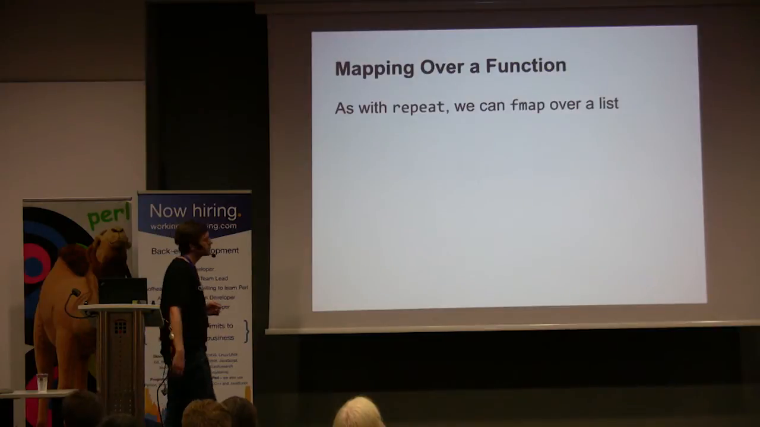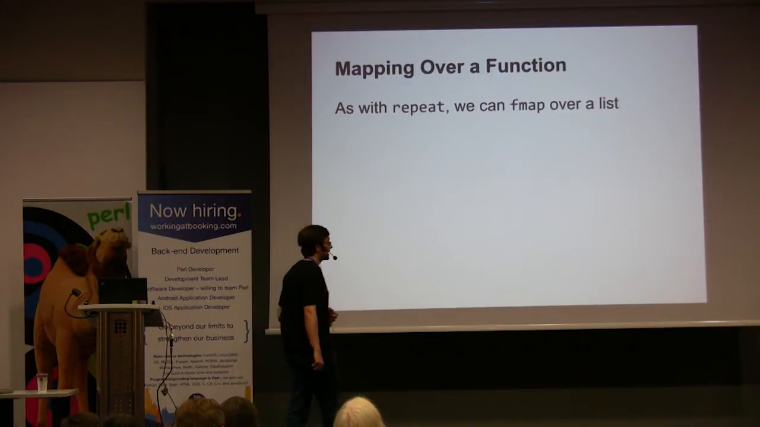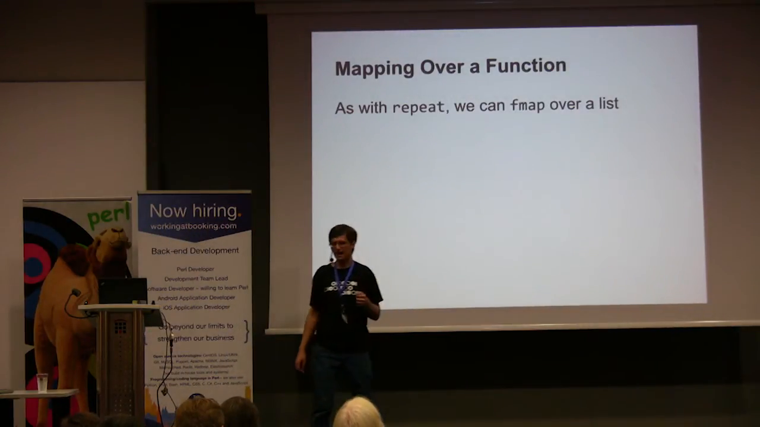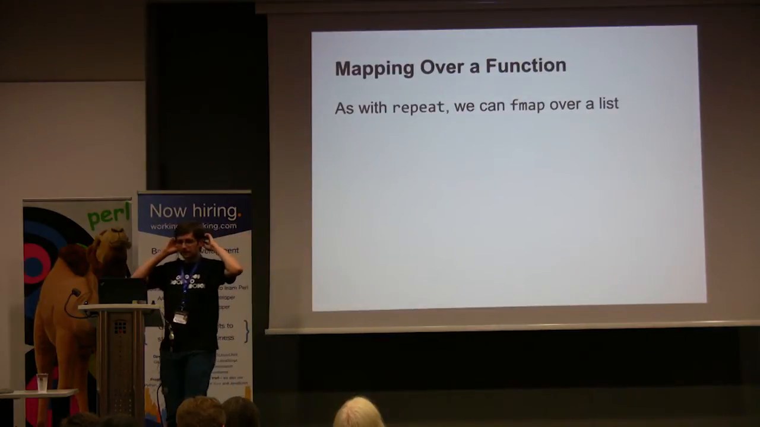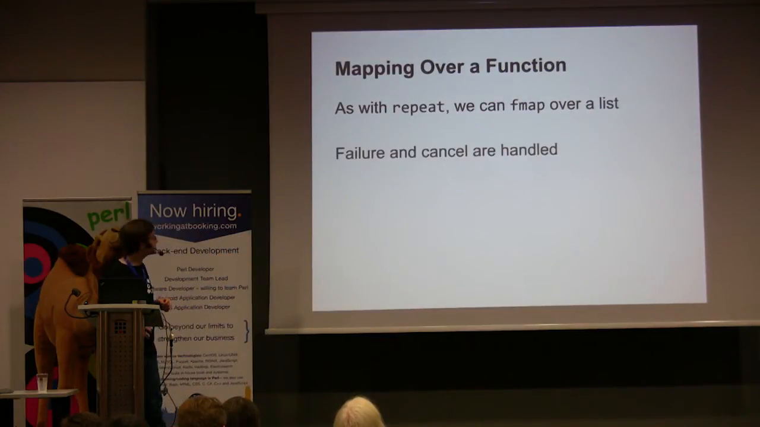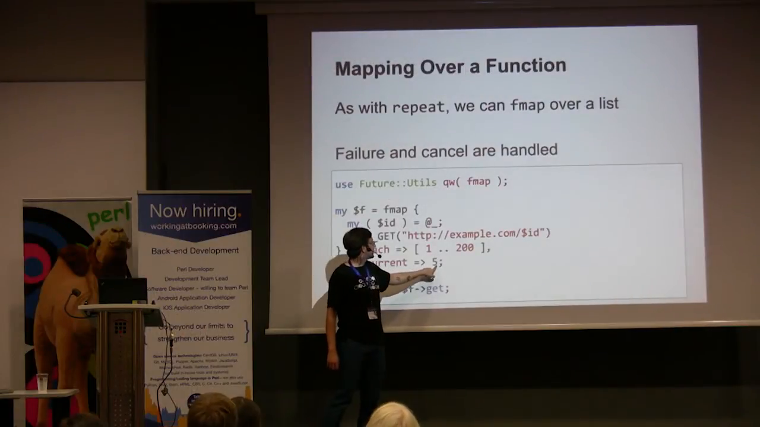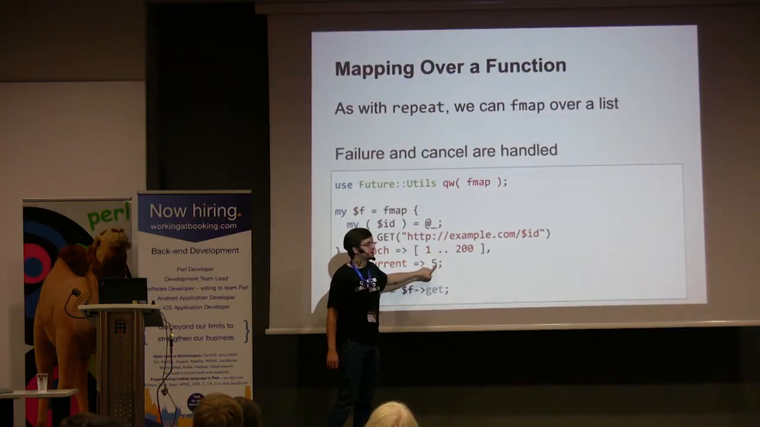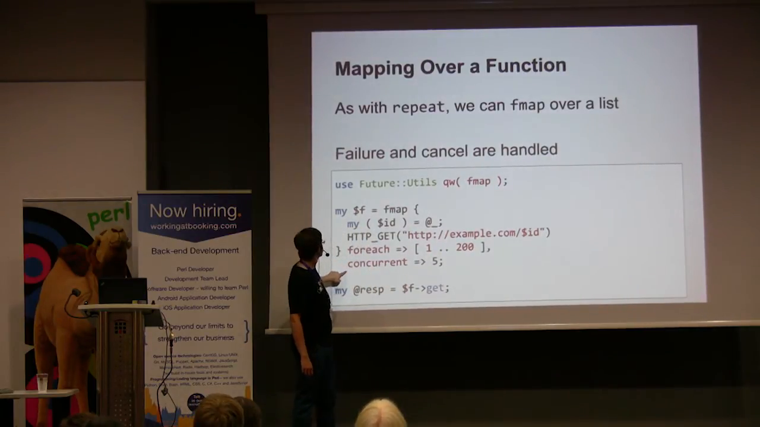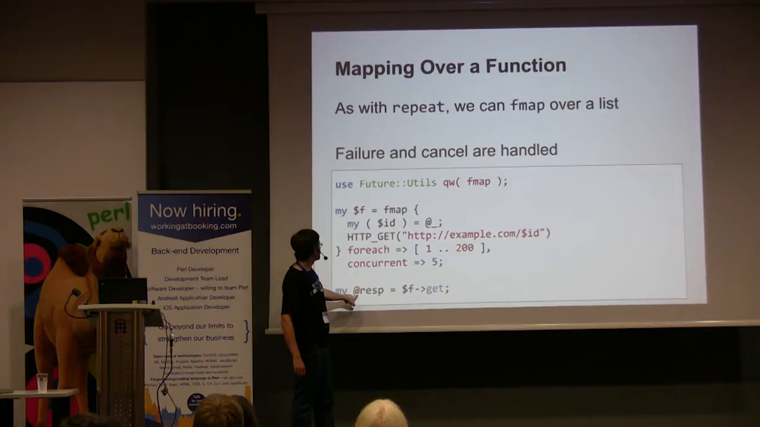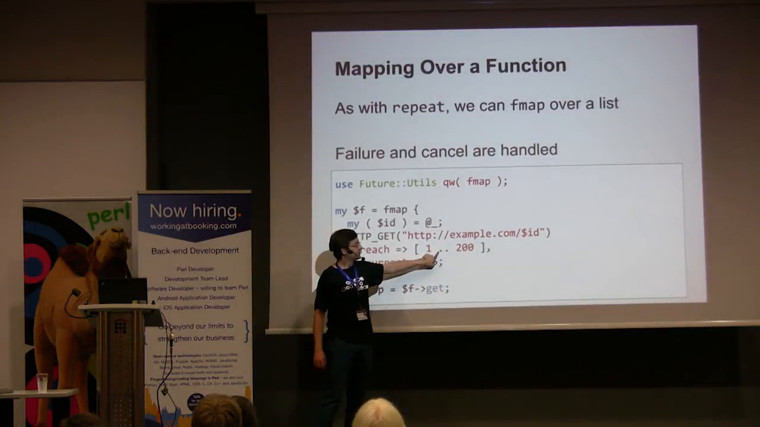So we have this thing. I was going to call it map, but then it breaks too much syntax if you ever create a function called map. So I had to call it fmap, for future map. It looks remarkably similar to the previous one. Fmap for each, say, 1 to 200. Say we're going to get 200 pages. We want to get 5 of them at once. So now we're going to get 200 pages, 5 at once, and all the results are going to come back in a list in this order.